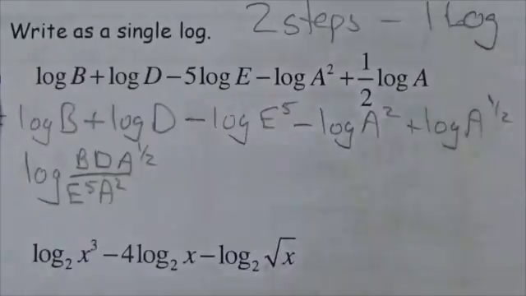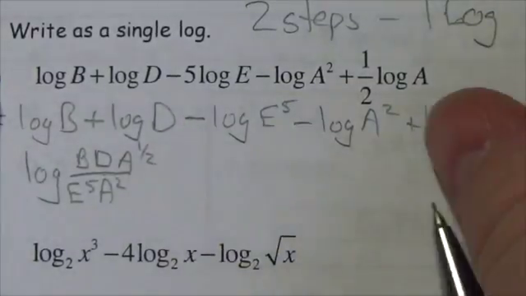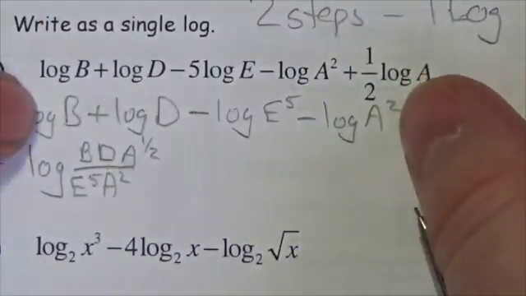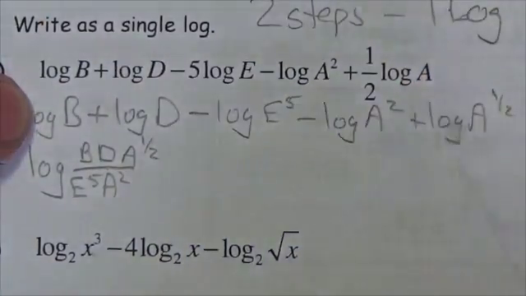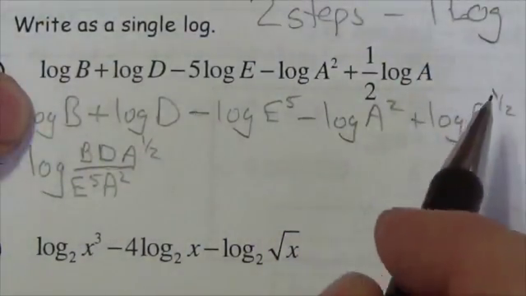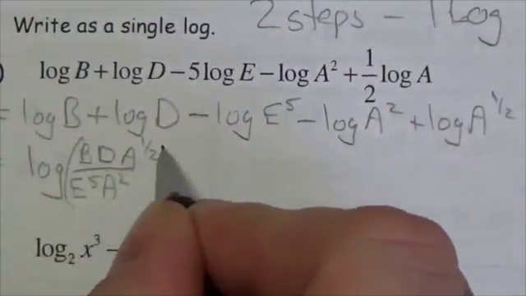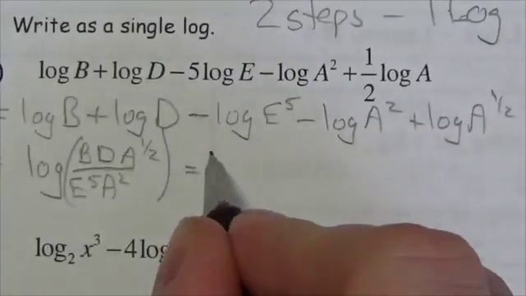So what that means is, because of the two subtractions here, by the time I get out to my log of a to the 1/2, I've already got a fraction going here. And when I multiply by this a to the 1/2, it's going to go into the numerator. So there it is. In 2 steps, I can get it down into 1 logarithm.